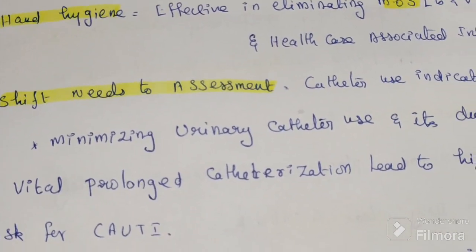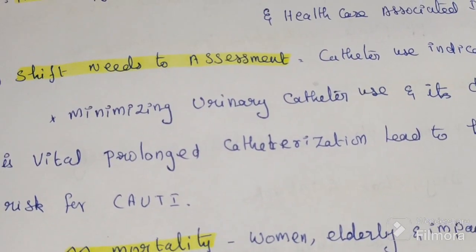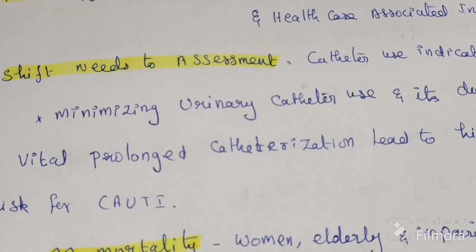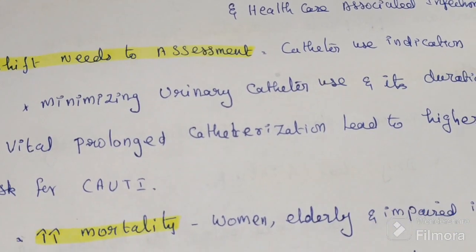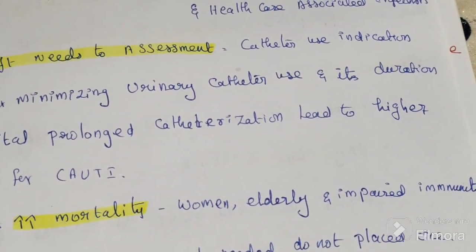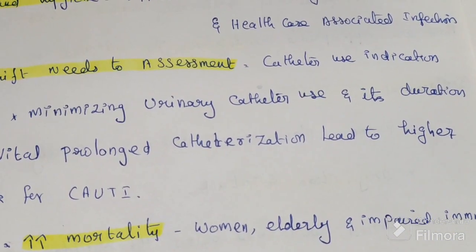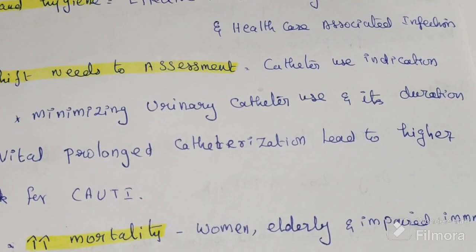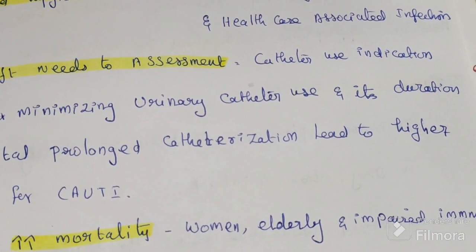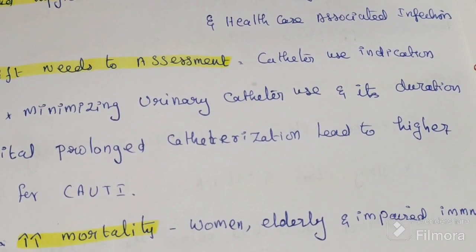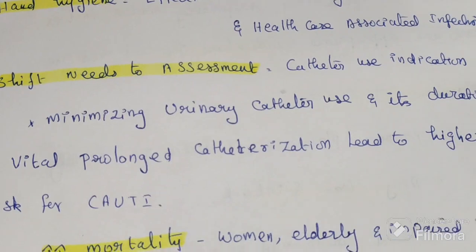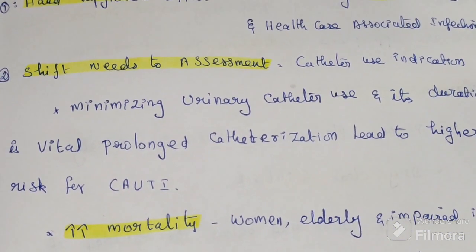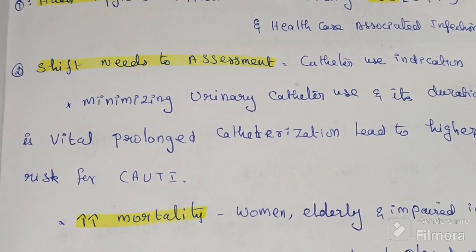Second one is shift needs assessment. Here, insertion of an indwelling catheter must be performed only if indicated. In addition, leave it in place only as long as needed. We need to put into detail that minimizing urinary catheter use and its duration is vital.